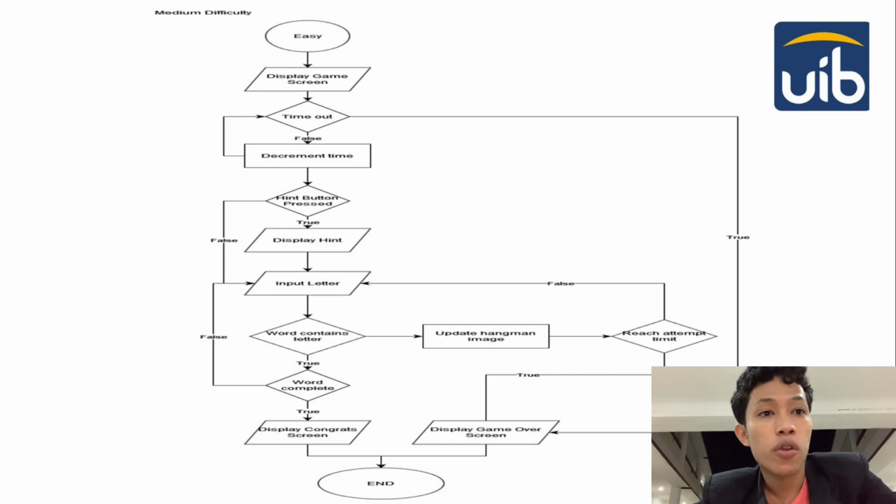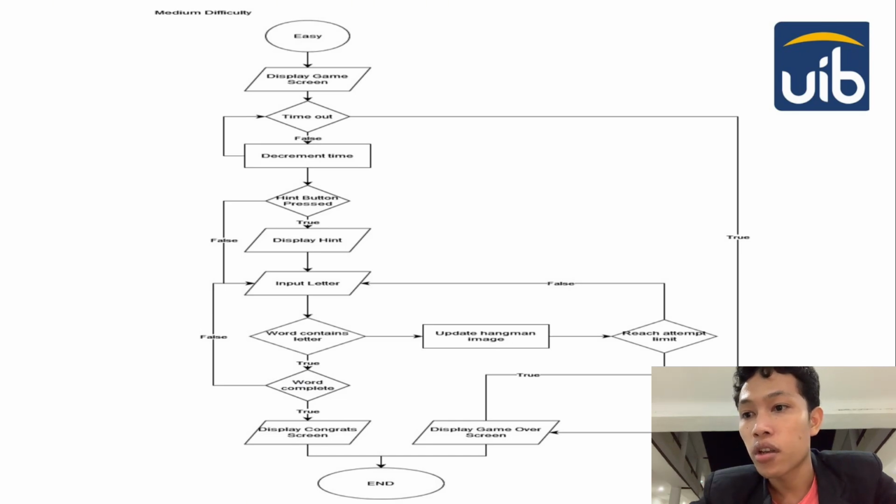Hello everyone, I will explain the flowchart flow for the hard and medium entry levels. Start. The game begins by displaying the game screen. The timer runs and the system checks for the timeout. If time runs out, game over. If not, time is reduced.